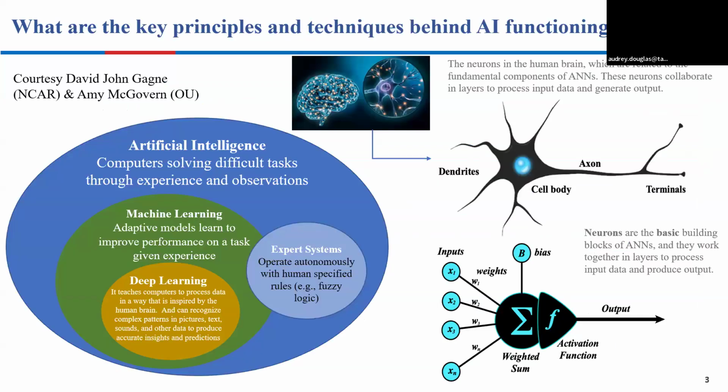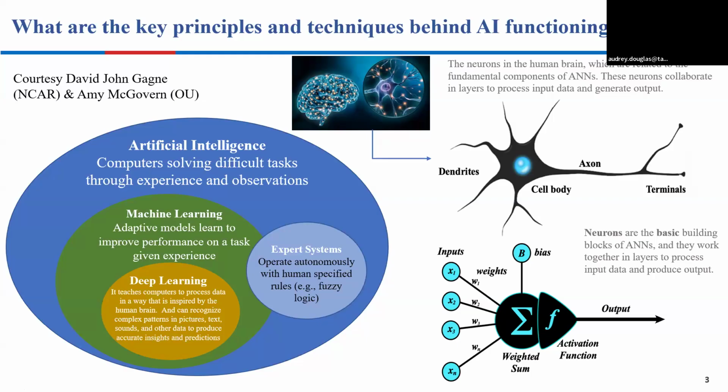I'm going to talk about key principles and techniques behind AI functioning first. So before that, let's take a look at the left side figure here. Can you see my cursor? Okay. What is the difference between deep learning, machine learning, and artificial intelligence? Actually, deep learning is a subset of machine learning and artificial intelligence, right? And deep learning algorithms are neural networks that are modeled after the human brain, okay?